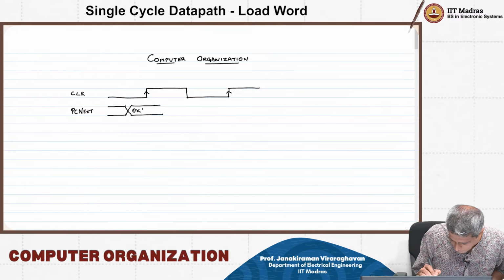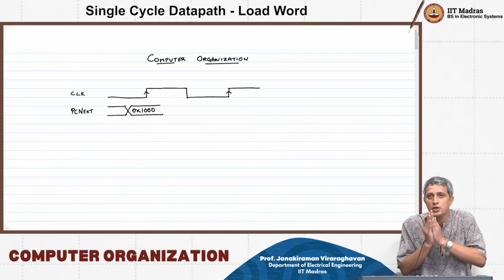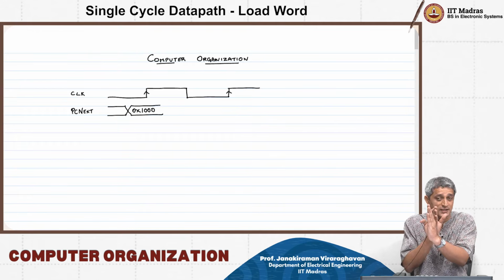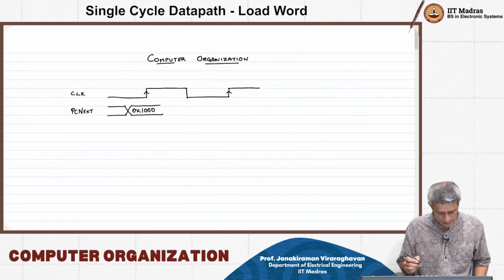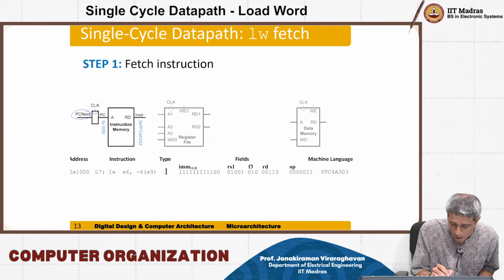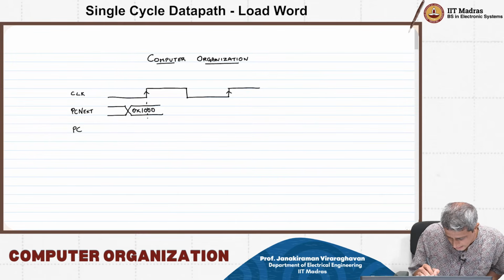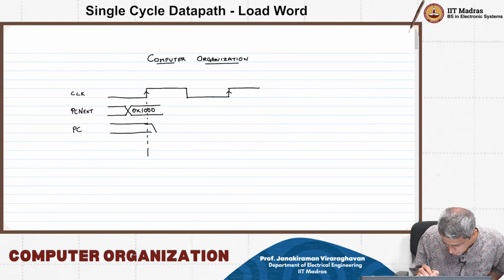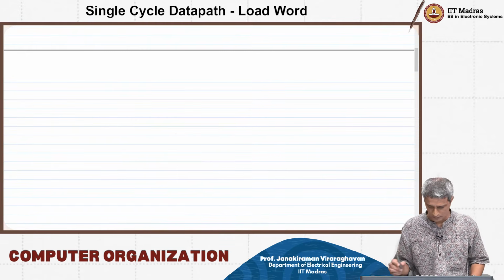Okay, 0x1000. Remember that you have to write this data into PC next before the clock edge, a setup time at least before the clock edge, so that it is ready and then you read it. So what will happen is the PC, which is basically the output of this PC register, is going to latch on this data exactly after the clock edge. After some delay you will get this 0x1000.